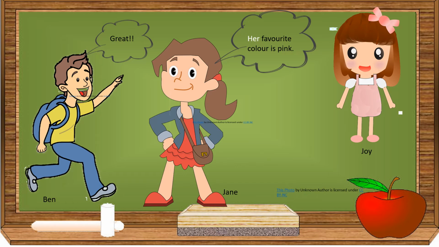Let's take a look at an example of third person pronoun. In this example, Jane is the first person. She's having the conversation with Ben, who now becomes the second speaker. Jane is telling Ben Joy's favorite color. So Joy becomes the third person in this conversation. And that is why Jane said her favorite color is pink. Instead of saying Joy's favorite color is pink, Jane replaced the word joy with her.